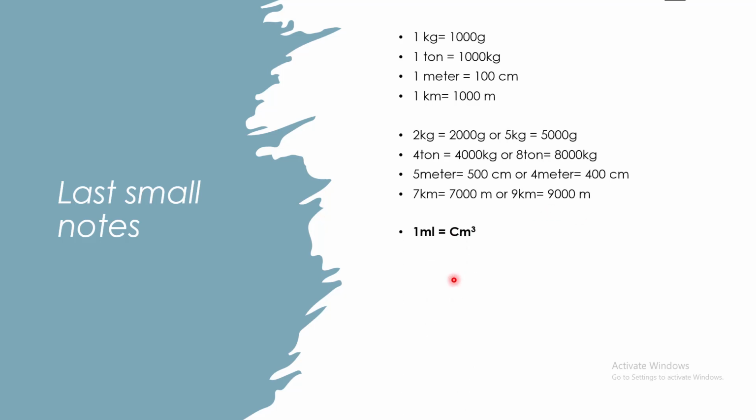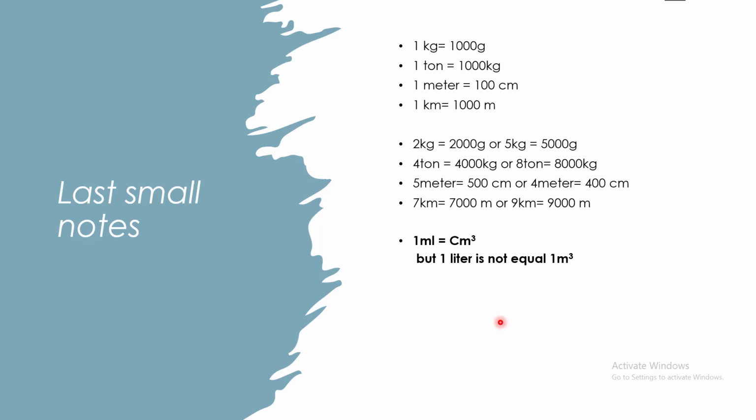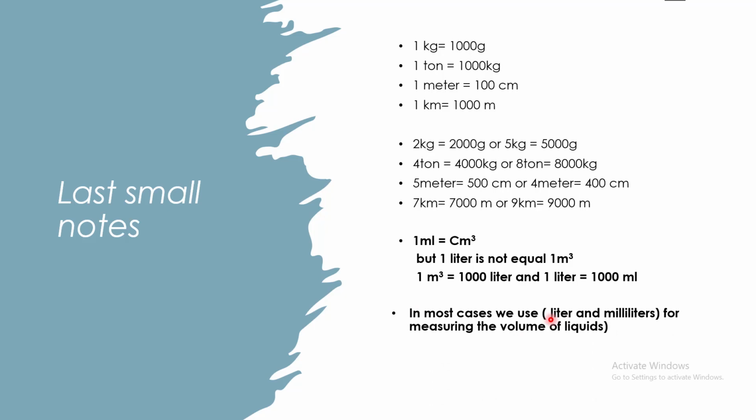We know that 1 milliliter is equal to 1 cubic centimeter, but is that the same for 1 liter and 1 cubic meter? This is wrong, because 1 liter is not equal to 1 cubic meter. 1 cubic meter is equal to 1000 liters, and 1 liter is equal to 1000 milliliters. So focus on this point and don't get lost between these two measuring units, okay? We generally use liters and milliliters for measuring the volume of liquids. This is in general, in most cases. And we use cubic meters or cubic centimeters for measuring the volume of solids.